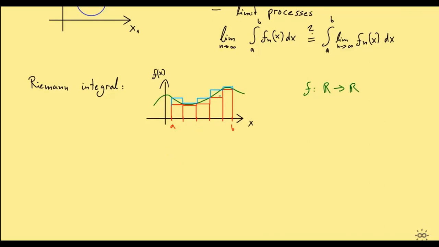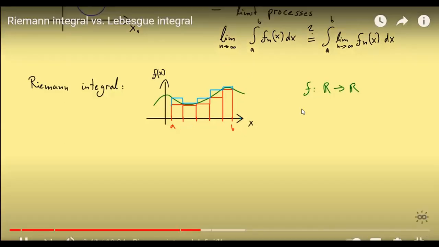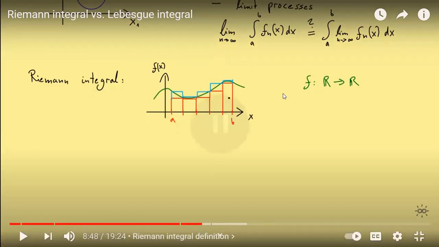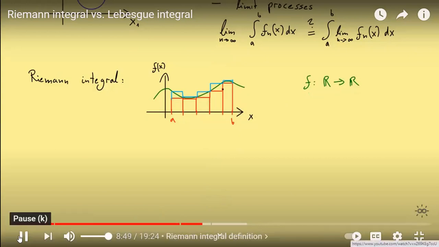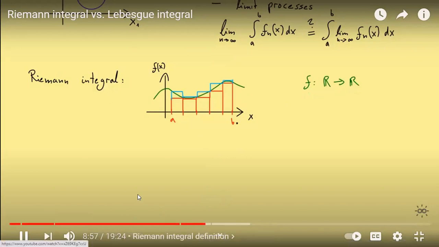If the difference between the upper and the lower sum can be made arbitrarily small for a finer partition, then we can define the Riemann integral. Then you can define it as the supremum of the lower sums or the infimum of the upper sums. This is then the same value, and this value is called the Riemann integral for the function f in the interval ab.